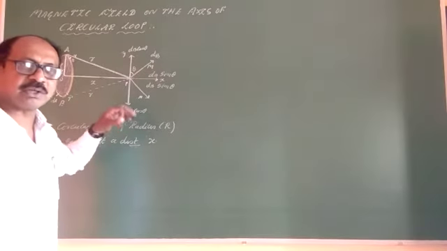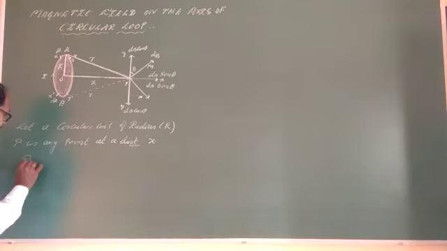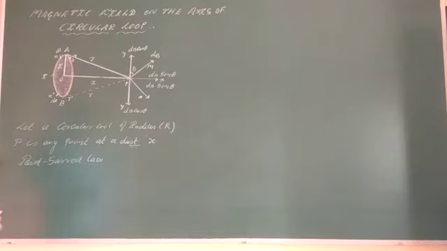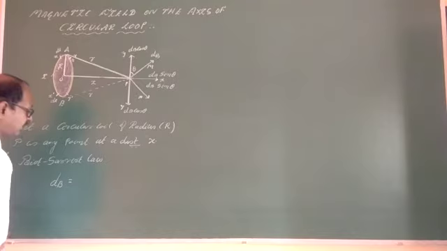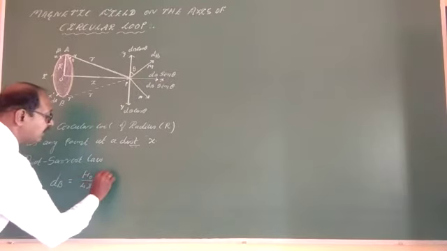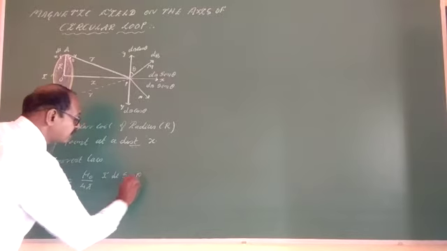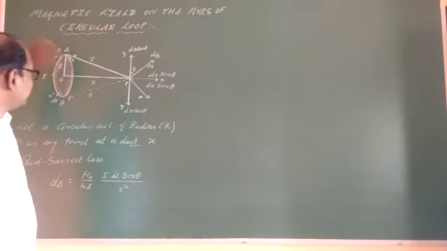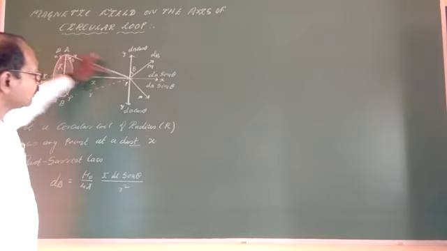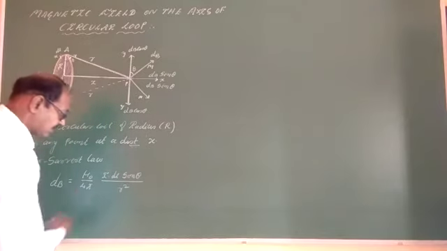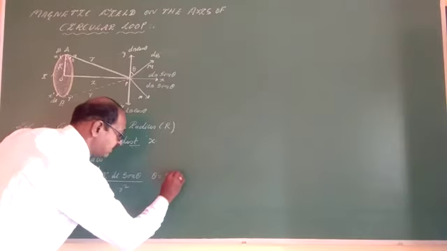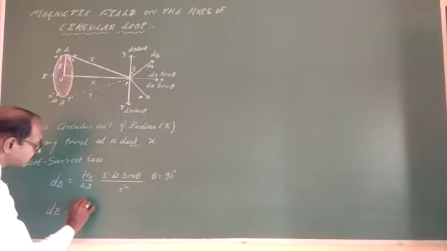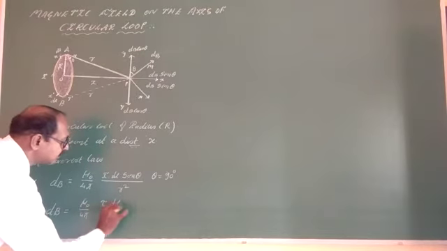Now, according to the Biot-Savart law, the magnetic field is equal to mu naught divided by 4 pi, I dl sin theta divided by r squared. Sin theta you already know. Here you can consider the angle between this and the length of this element. Let us consider theta equal to 90 degrees. Whenever theta is equal to 90 degrees, sin 90 is equal to 1. So the magnetic field is equal to mu naught divided by 4 pi, I dl divided by r squared.